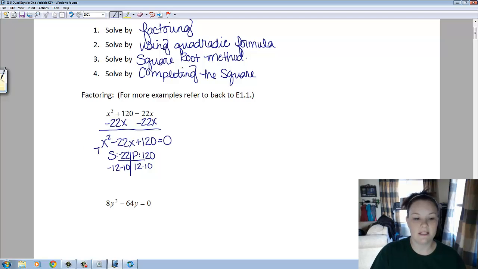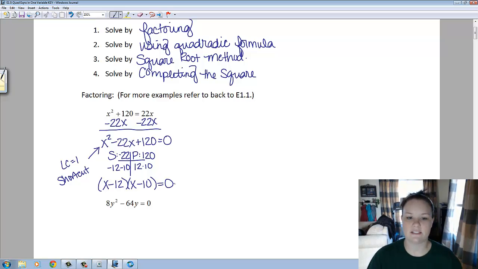And then because my leading coefficient is 1, I can use my shortcut. Remember, my shortcut says that whenever my leading coefficient is 1, the numbers I get in my chart are the numbers in my factored pair. Okay, so when I factor this, this tells me this is going to factor into x minus 12 times x minus 10. Okay, so we've done that part before.